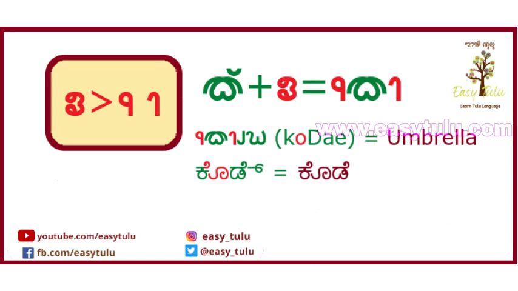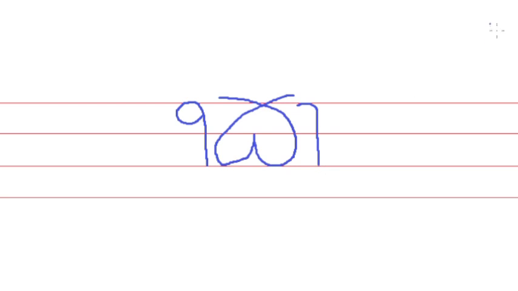This is the combination of short A and long A symbols. Short A sign is written at the left side and long A sign is written at the right side of a consonant. First we have to write the short A symbol. Then write the letter Ka. Then write the long A vowel symbol. Ko.